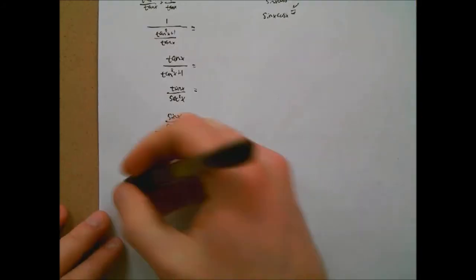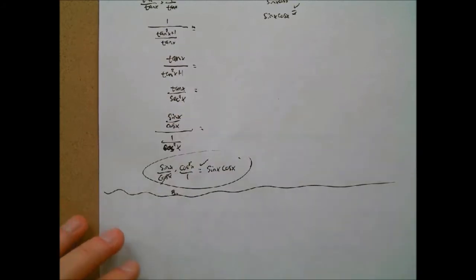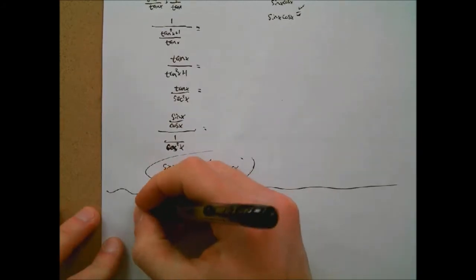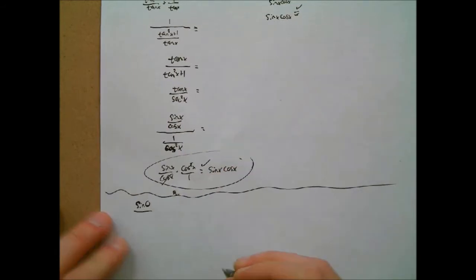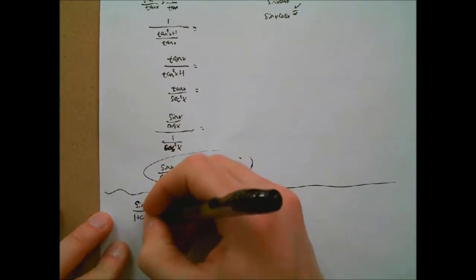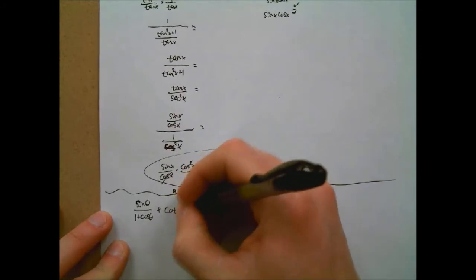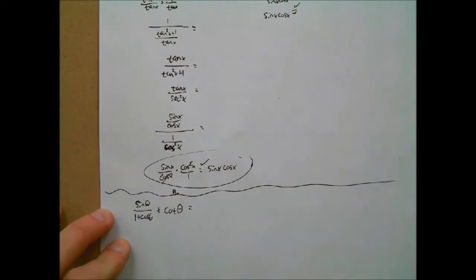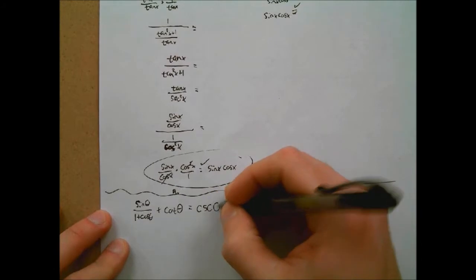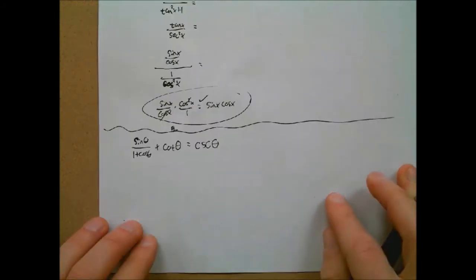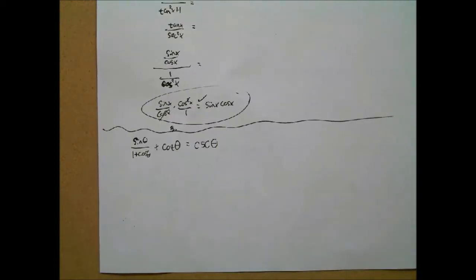It's tomorrow, yes. So, since it's tomorrow, we should probably practice some more. Here's one for you. Sine theta over 1 plus cosine theta plus cotangent theta. I want you to show me that that equals cosecant of theta. Okay, let's go ahead and give this one a try.